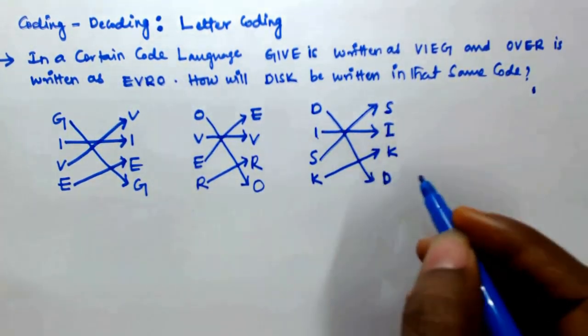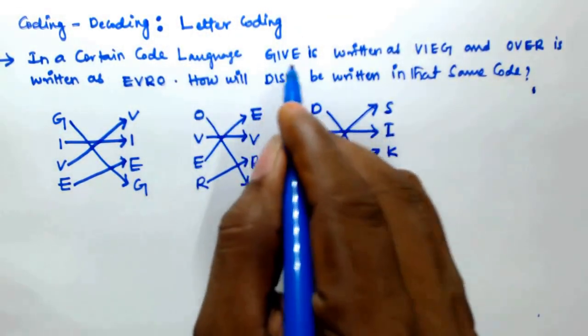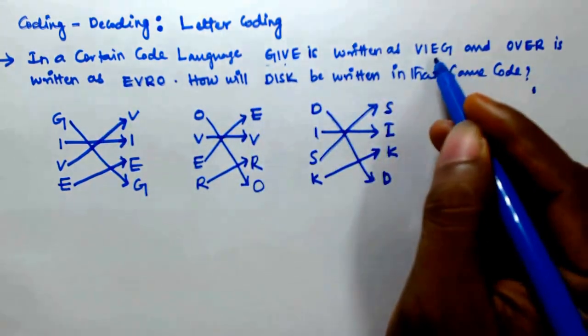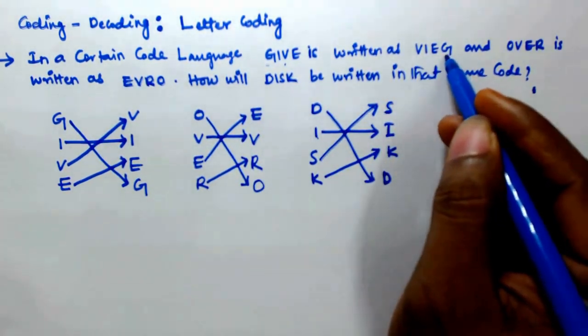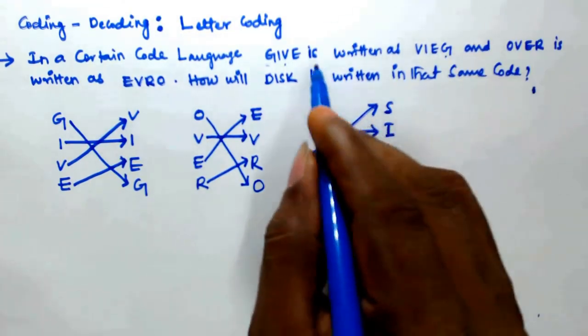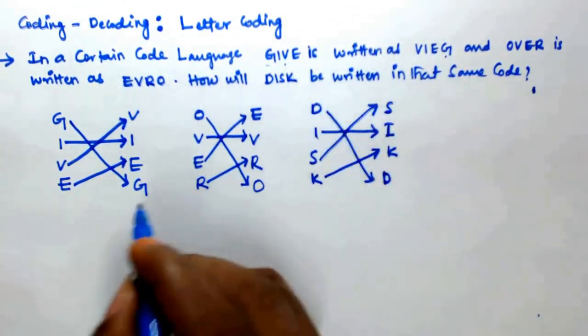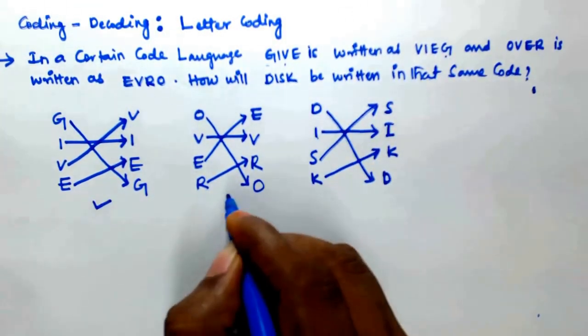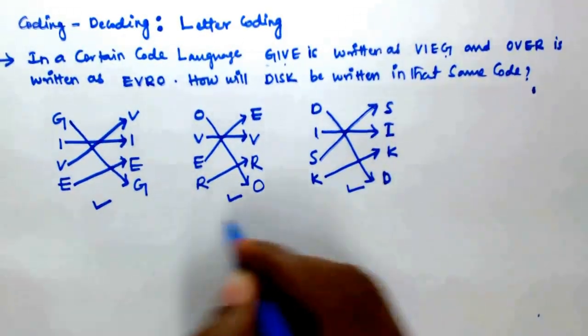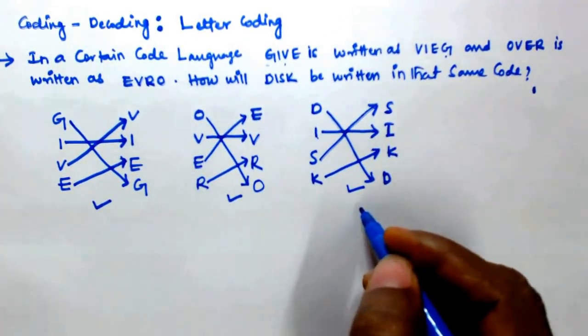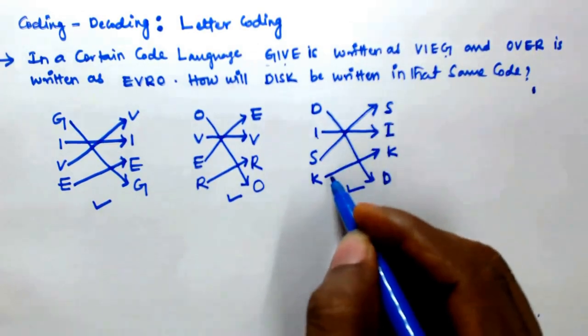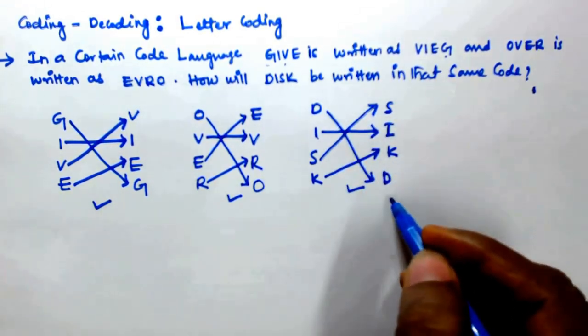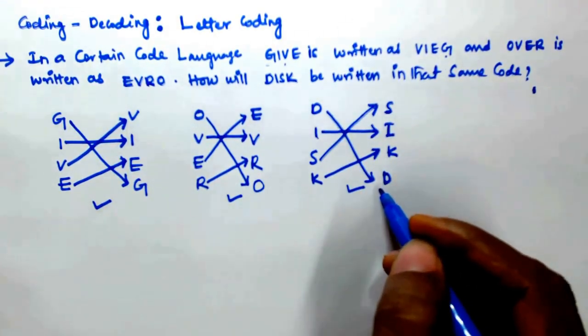Okay. So whenever there is a letter coding, that means the given word and its coding word contain the same kind of letters, and you need to solve this kind of mapping. So in this question DISK is coded as SIKD. So I hope you got this one.